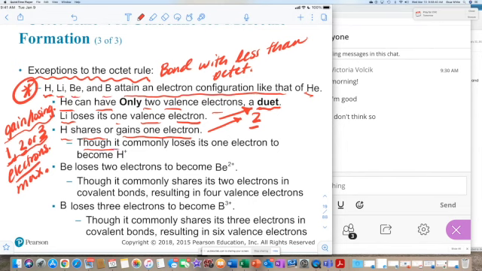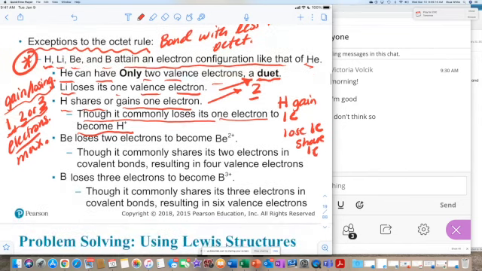So though it commonly loses its one electron, hydrogen, when it loses its one electron, becomes H plus. So we'll see this when this actually plays out, depending on what hydrogen is bonding with. So hydrogen is unique because it can gain one electron, it can lose one electron, and it can share its one electron. Okay? So scientists tend to argue, well, hydrogen has behaviors of both metals and nonmetals, right? But anyway, interesting. We won't get into that right now. Once we get into the bonding, we'll talk about that.